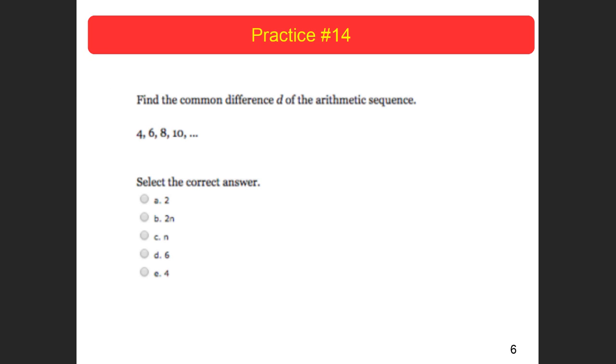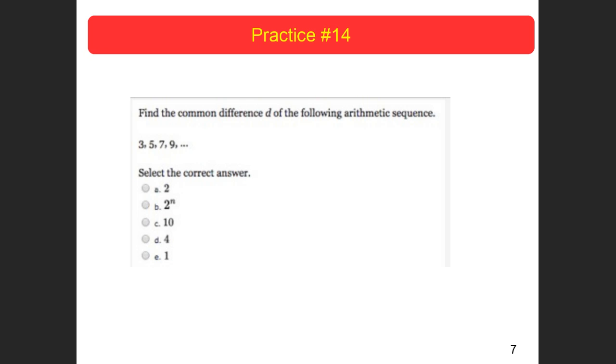Find the common difference, d, of the arithmetic sequence. 4 to 6, 6 to 8. d is equal to 2. Find the common difference of the arithmetic sequence. 3, 5, 7, 9. Looks like 2 also.